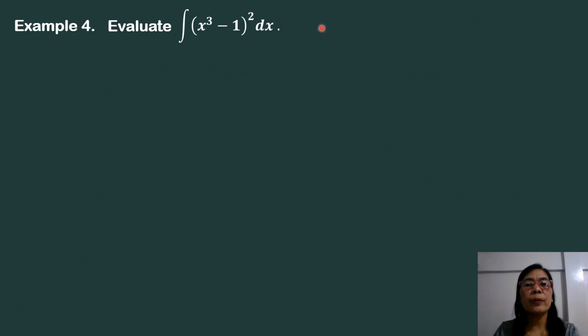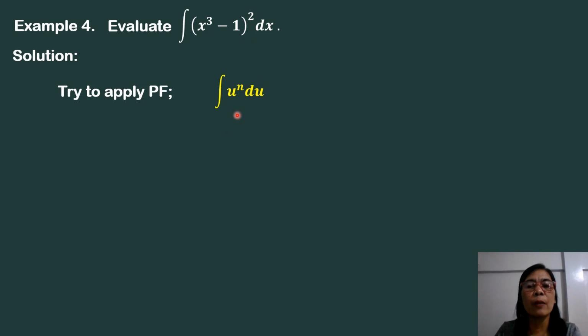In the next example, we are required to evaluate the integral of the square of x cubed minus 1 times dx. As we compare the given integrand with the formulas that we have already discussed, we could compare this one with the power formula. In the power formula, the left side is the integral of u raised to n times the differential of u. So n will have its value equal to 2, while u is the base of the exponent, x cubed minus 1. And the differential of u is evaluated directly from this value of u, so that will give us 3x squared times dx.